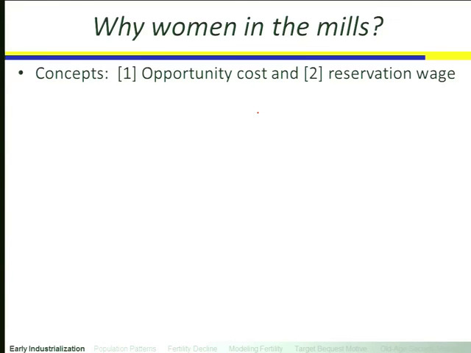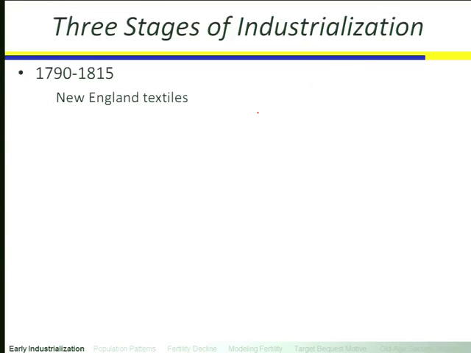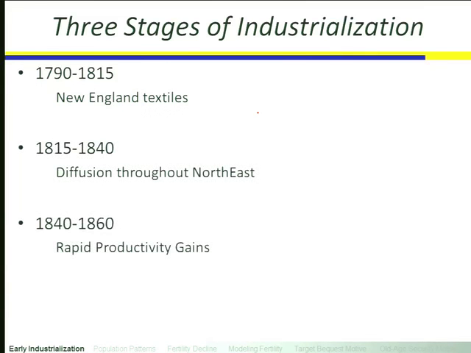We get 3 stages of industrialization. The first stage is what I've been describing, 1790 to 1815, the New England textiles. The second stage, there's the fusion of manufacturing throughout the Northeast, 1815 to 1840. And the third stage, which we're not talking about today, 1840 to 1860, is when there's relatively rapid productivity gains having to do with the development of steam power and other factors, which we are not discussing today. But all of these factories and this growth in industrialization requires a labor force.